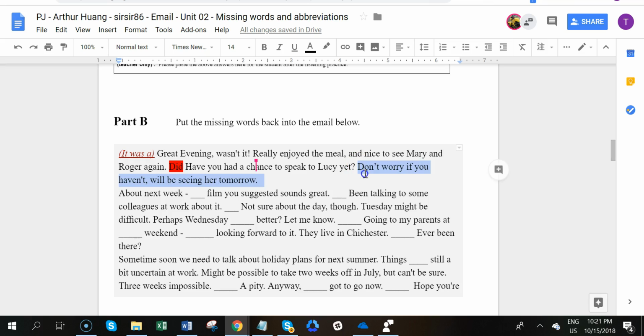So can you please read it? Don't worry if you haven't. We'll be seeing her tomorrow. Okay. So how about this one? This sentence. About next week. The film you suggested sounds great. Yes, you're right. The film.